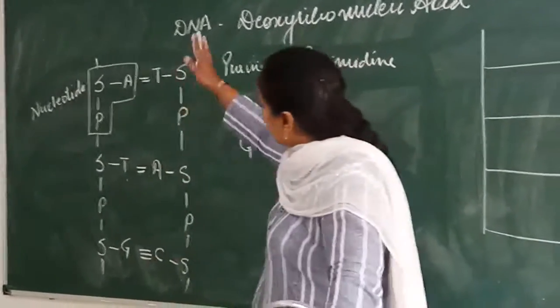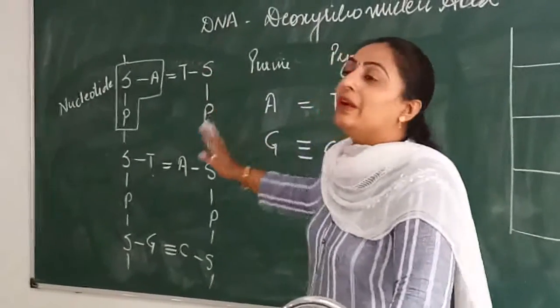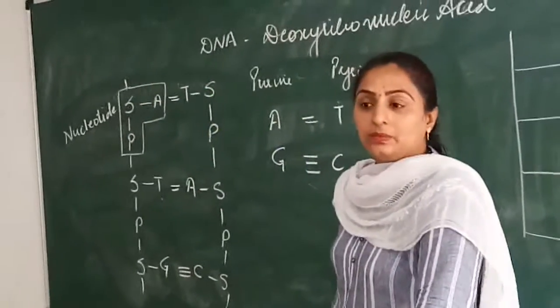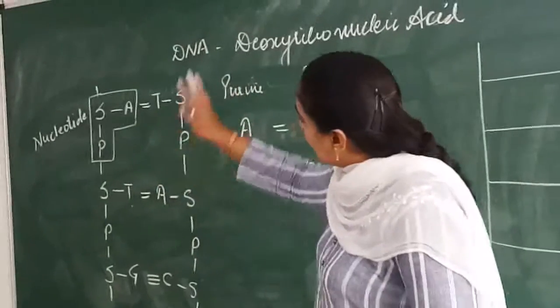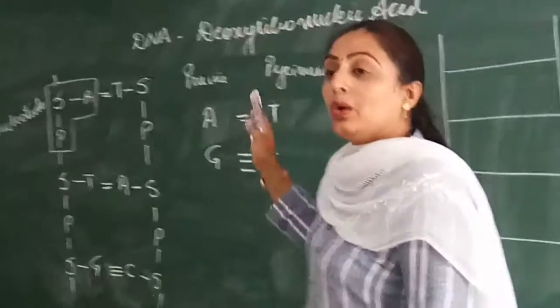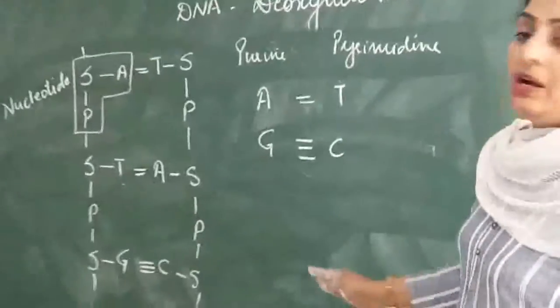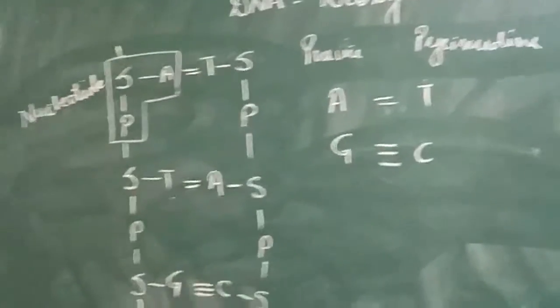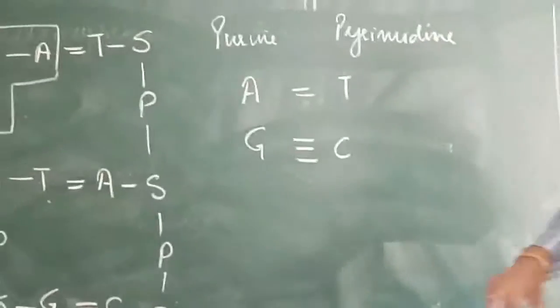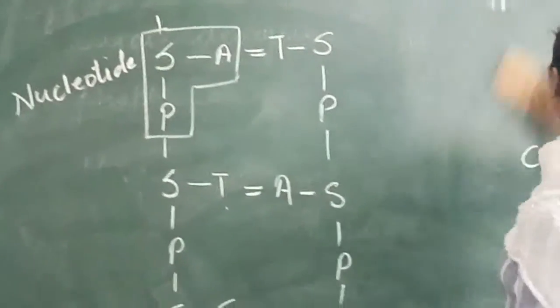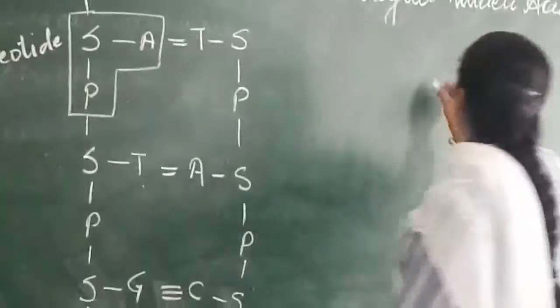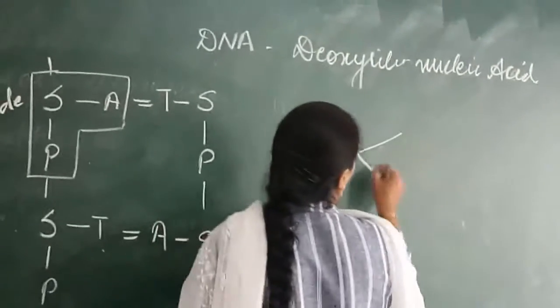Now this is just a simple way to tell you how these are arranged. But they are arranged in a coiled fashion. That is, they are running anti-parallel to each other. Now what do you mean by anti-parallel to each other? See, there is a sugar molecule, that is deoxyribose sugar. Its structure is like this.